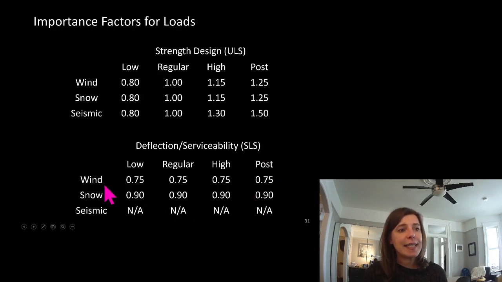Serviceability, look, it stays the same no matter whether it's low, regular, high, or post-disaster. And for wind, we take 3/4 of the load, and for snow, we take 90% of the load. Seismic, we don't change our serviceability limit states. We don't really do much of a serviceability limit states check for seismic. There is one brief one, and we just use the normal load.